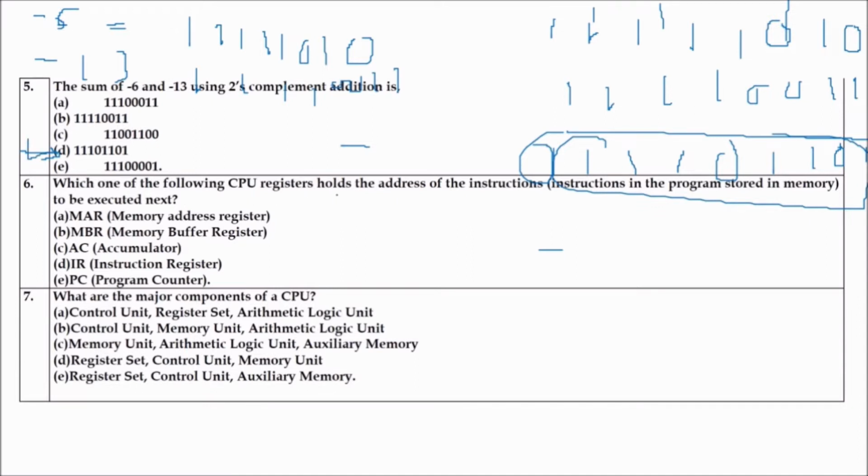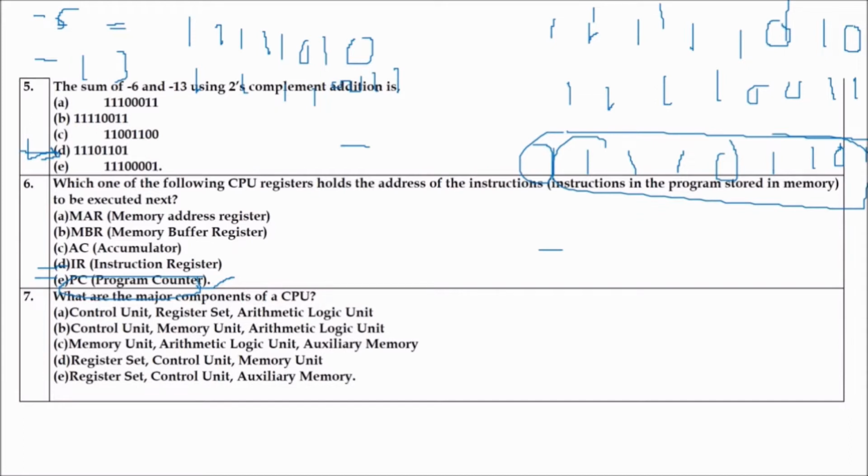Next is, which one of the following CPU registers holds the address of the instruction in the program stored in memory to be executed next? Is it program counter or instruction register? The answer is E, program counter. Program counter is that CPU register that holds the address of the instruction in the program stored in the memory to be executed next.